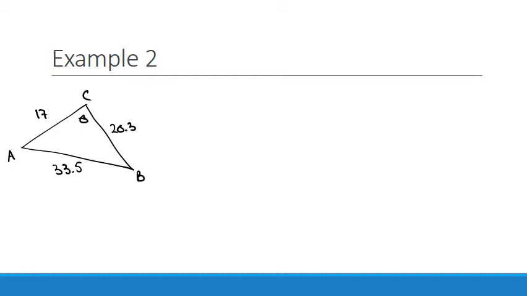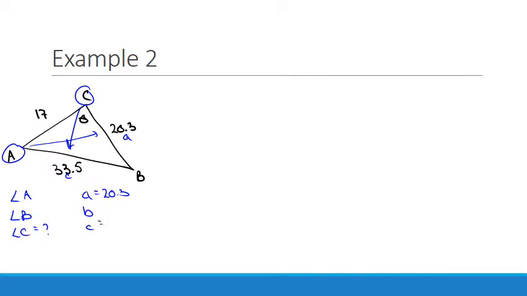Another example. Make my list, A, B, C. And after you've done these lists for a while, you'll already start to know. You'll pick up on the side, angle, side, and all that sort of thing. Angle C is what I'm looking for, and I have all the sides. Quick reminder, if this is angle A, then this ends up being side A, the opposite. So that is the 20.3. If this is angle C, then this has to be side C, 33.5. This is angle B, so this ends up being side B, that's 17.